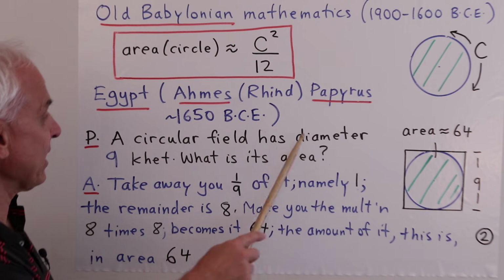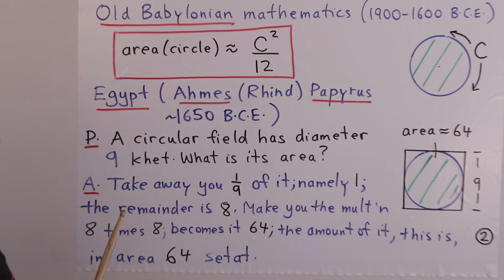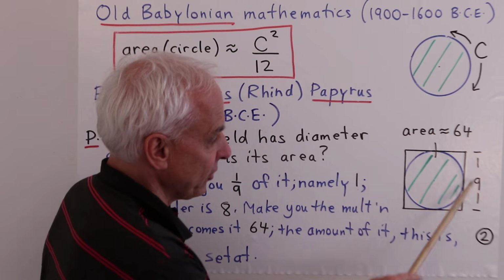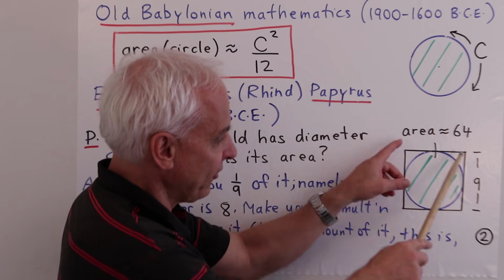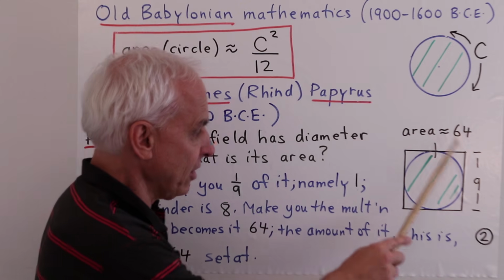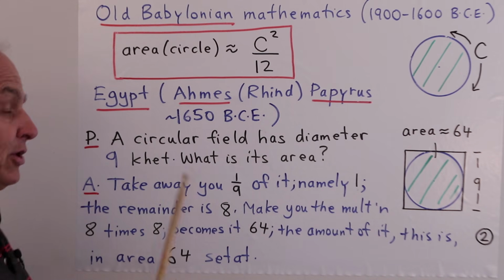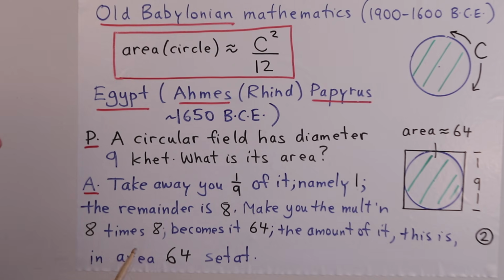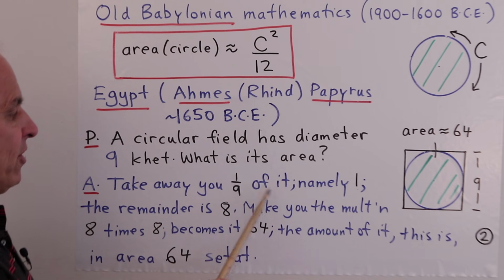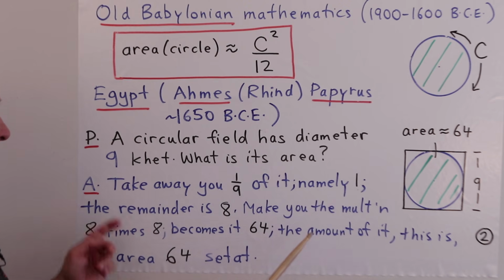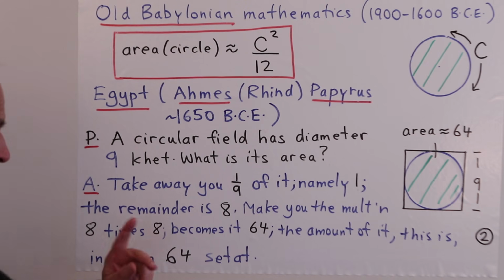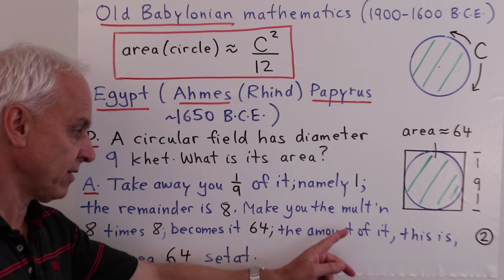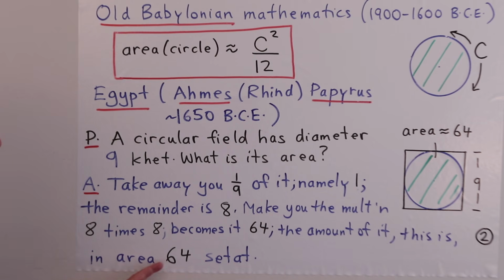A circular field has diameter 9 khet. What is its area? So here we have a circular field. In this case, the diameter is 9. So we can imagine it being in, say, a square box, and there is 9 in both directions. So here's the solution that's presented in the papyrus. Take away 1/9 of it, namely 1. The remainder is 8. Make the multiplication, 8 times 8. It becomes 64, the amount of it. This is, in area, 64 setat. Setat being a unit of area.